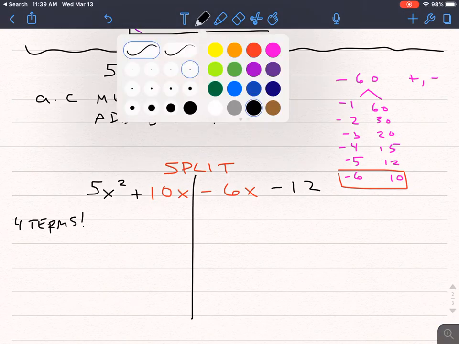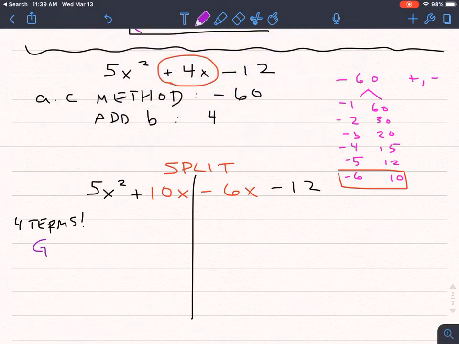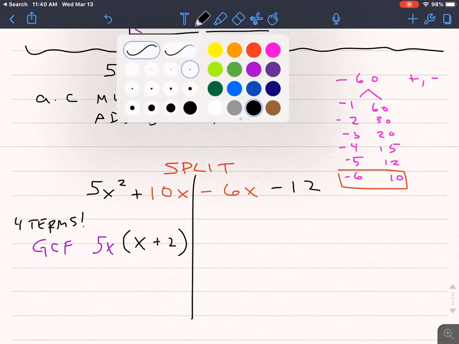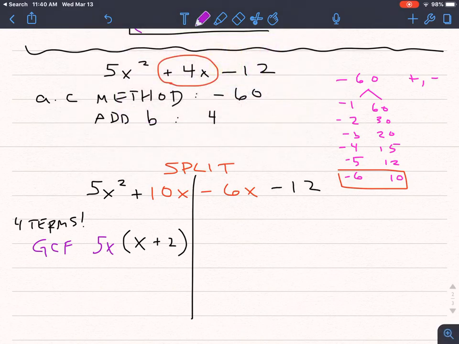And here's where we're going to find those GCFs. So the GCF in my first binomial is 5x. And then I'll write what's left over when I do that. So I'll divide 5x into both of those terms. 5x squared divided by 5x is x. 10x divided by 5x is 2. And repeat the process.